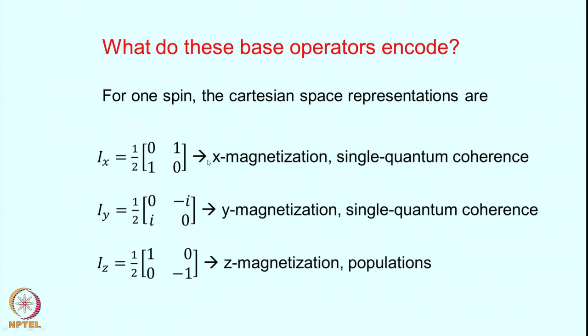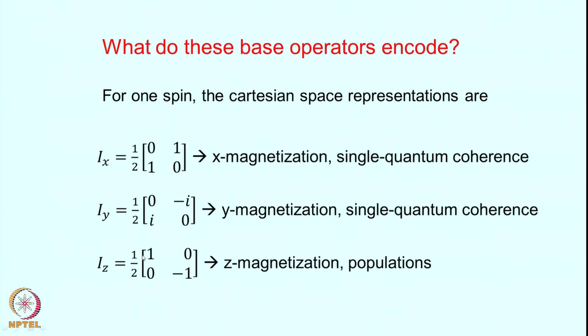This is the one spin, so in the case of one spin it is the X magnetization of that spin. Now Iy is half 0 minus y I 0. This is once again a single quantum coherence because this is an off-diagonal element here, states alpha, alpha beta, alpha and beta. So this is a transition from alpha to beta, therefore single quantum coherence here, but this is a y magnetization because you have an imaginary quantity here.